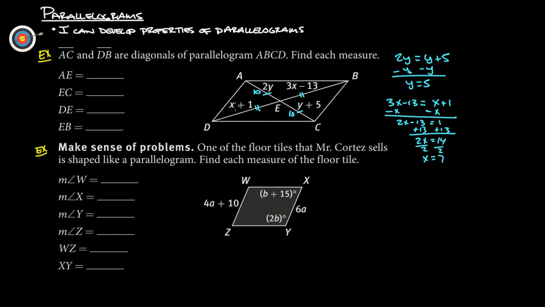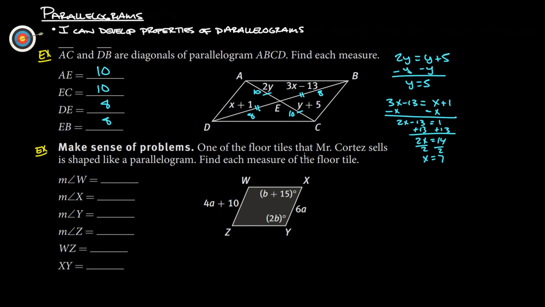So since x is 7, 7 plus 1 gives us that this length here is 8. And 3 times 7 is 21, minus 13 is also 8. Okay, so then now we can fill in all of our blanks over here. AE we figured out is 10. EC is also 10. DE is 8. And EB is also 8. All right.